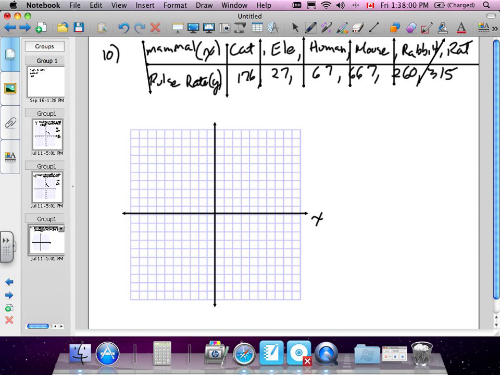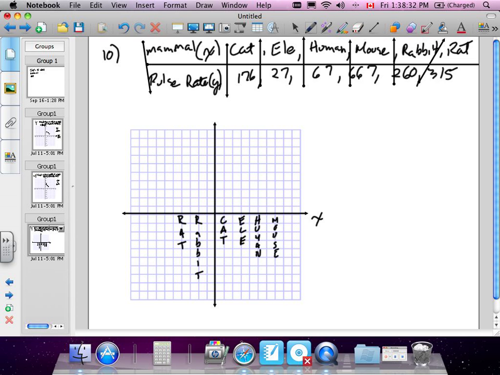If I could turn this sideways, I would, and we'd get, this is going to be for cat, okay? This will be for elephant, let's say. Human. Mouse. Rabbit. And rat. Okay? You missed the mouse. Did I miss anything? No. So, we're representing the X values with names of animals.